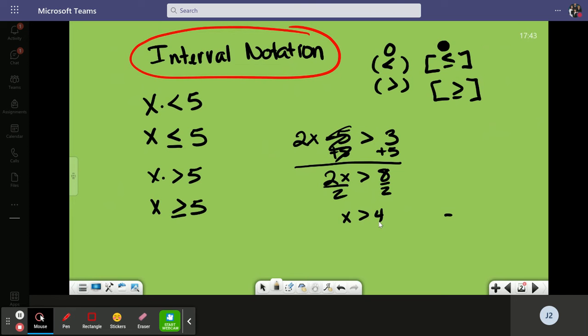So how am I going to write this in interval notation? My answer doesn't actually include 4, right? Because that would be a false statement. If I said 4 is greater than 4, that would be a lie. So I can't include 4. So I want to use my parentheses, and I'm going to start with 4, comma. Now, it's greater than 4, so it's going to go all the way to infinity. And my infinity symbol, that's that sideways 8, right? Now, can I reach infinity? No. So I'm going to close it with another parentheses.